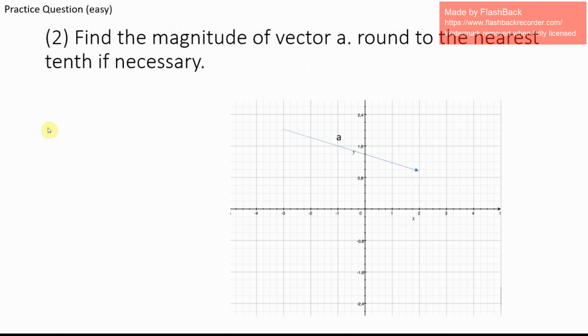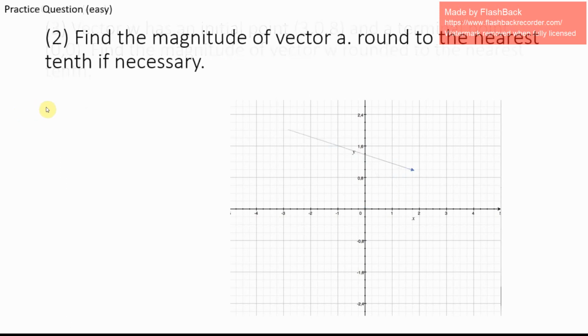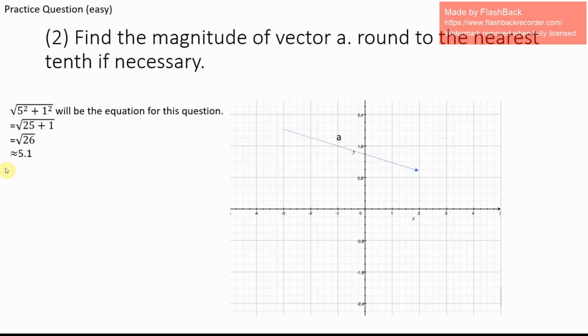Find the magnitude of vector A, rounded to the nearest tenth if necessary. This is the question that will be used. So 5 squared plus 1 squared gives us 25 plus 1, which is 26, and the square root of 26 is 5.1, as you can see here.